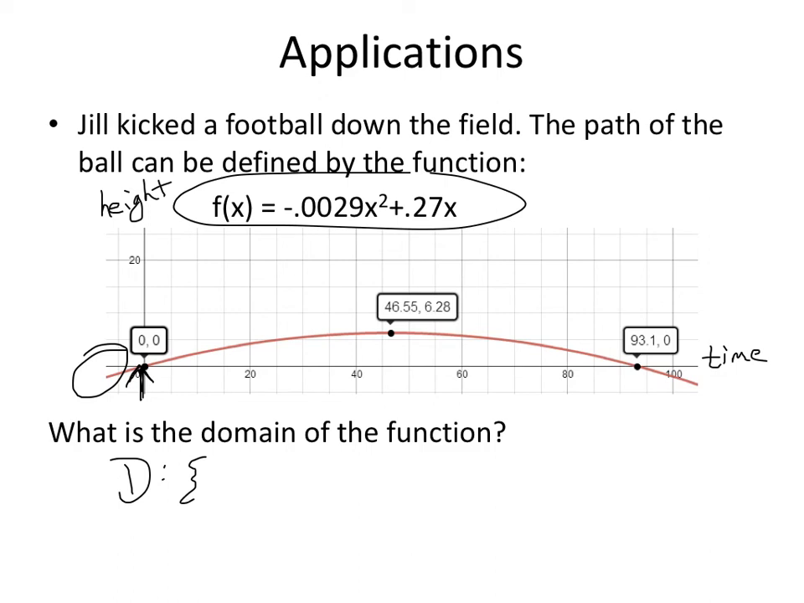is all x's, the set of all x's such that x is greater than or equal to 0, and less than or equal to, and here's where it stops, at 93.1. Okay? So that's how we're going to write this. So the set of all x's, where x is between 0 and 93.1.